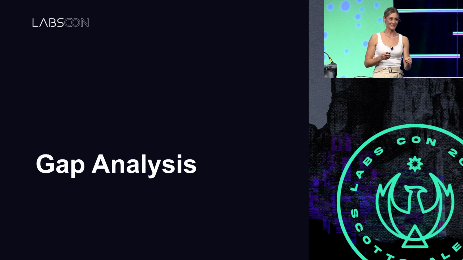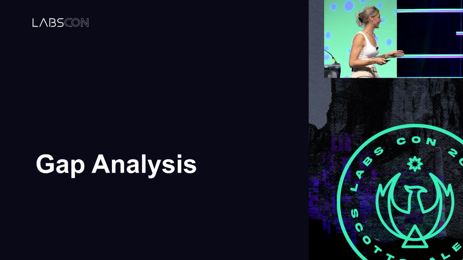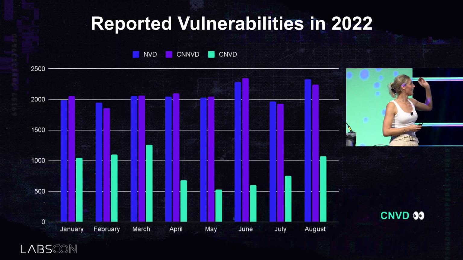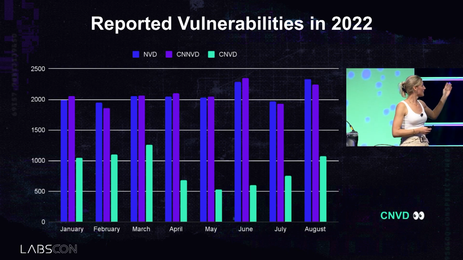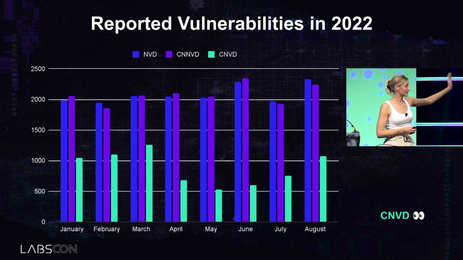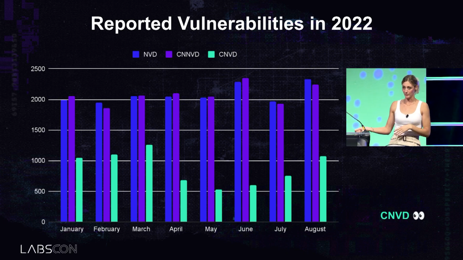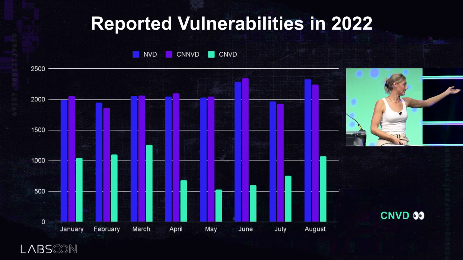And this is my least favorite website in the entire world now after looking at it for so long. But I went through and just pulled all the vulnerabilities in 2022 so far. So blue, you have the US, purple, the CNNVD, which is the group that was reported by Recorded Future as altering vulnerabilities. And then in green, you have the CNVD.